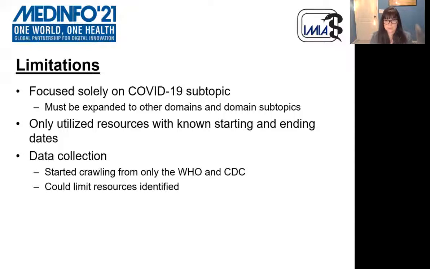Third, in our data collection process, we started the web crawling from only the WHO and the CDC. In doing so, we may have inadvertently limited the resources identified. However, given the depth of the crawling utilized in this study, the web crawling sessions typically generated over 10 million resources and therefore may have identified sufficiently relevant resources.